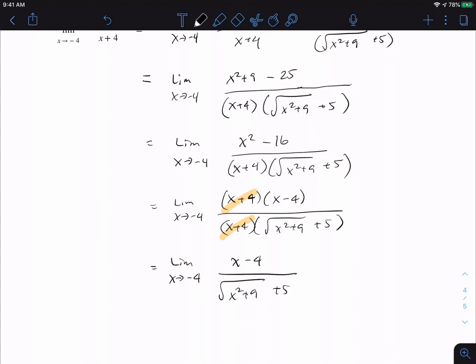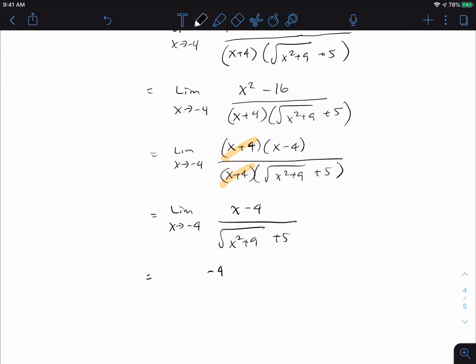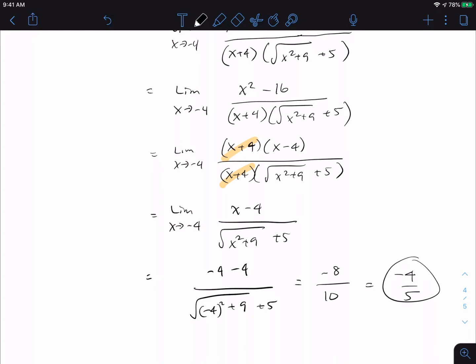And now I need to check to see if the denominator is going to be 0. If I plug in negative 4 squared, isn't that 16? And 16 plus 9 is 25. The root of 25 is 5. And then 5 plus 5 is 10. Oh, not 0. So I can now directly substitute negative 4. So plugging in the limit, I'm going to get negative 4 minus 4 over the root of negative 4 squared plus 9 plus 5. That's going to give me a negative 8. We said that that was 10. And so our answer is negative 4/5. So the limit of this problem is negative 4/5.